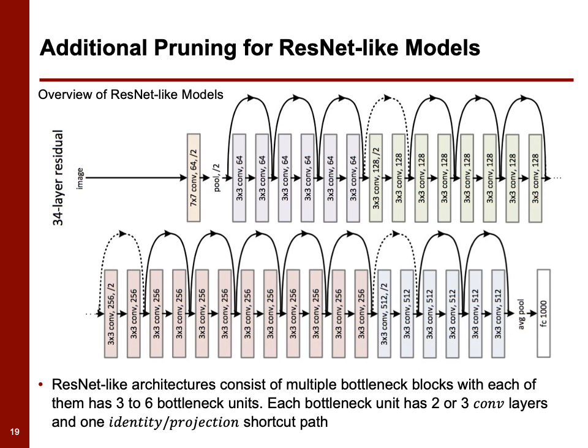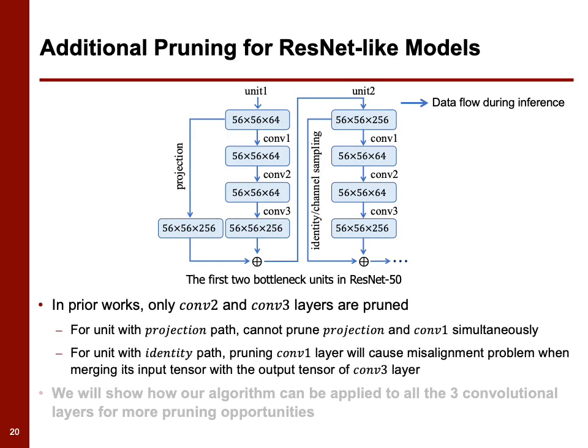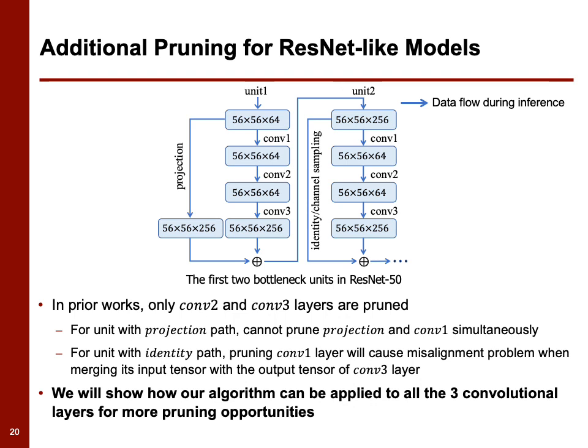For example, this figure shows a 34-layer ResNet with 4 bottleneck blocks and 16 bottleneck units. The solid arcs represent identity paths and dashed arcs represent projection paths. Now let's zoom into 2 of these bottleneck units. In this figure, Unit 1 has a projection path and Unit 2 has an identity path. Conv layers 1, 2, 3 are just normal convolutional layers as we have seen before.